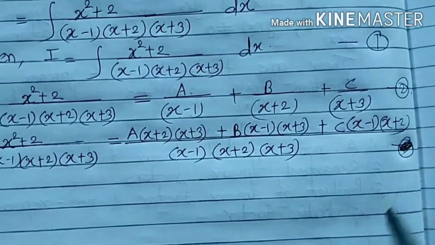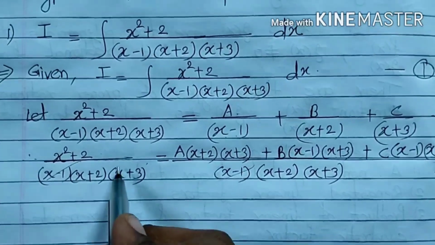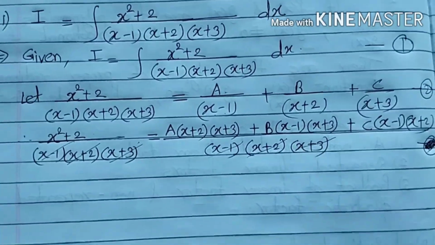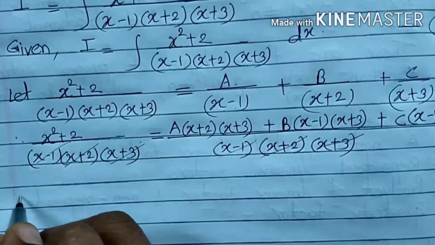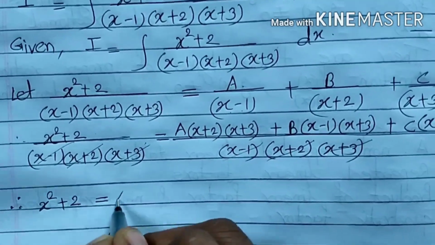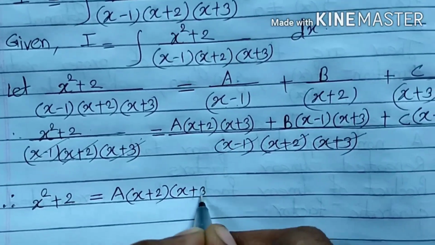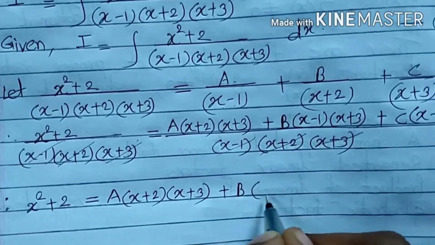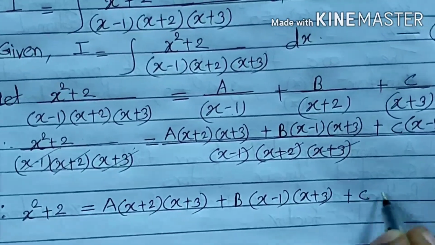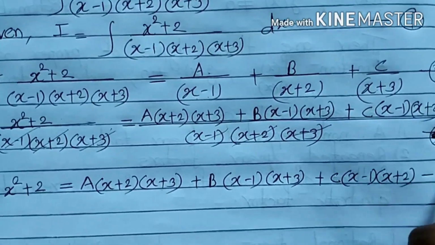So this x minus 1 and this x minus 1 get cancelled, x plus 2 gets cancelled, and x plus 3 and this x plus 3 get cancelled. Therefore we get x squared plus 2 equals A times (x plus 2)(x plus 3) plus B times (x minus 1)(x plus 3) plus C times (x minus 1)(x plus 2). Call it equation 3.